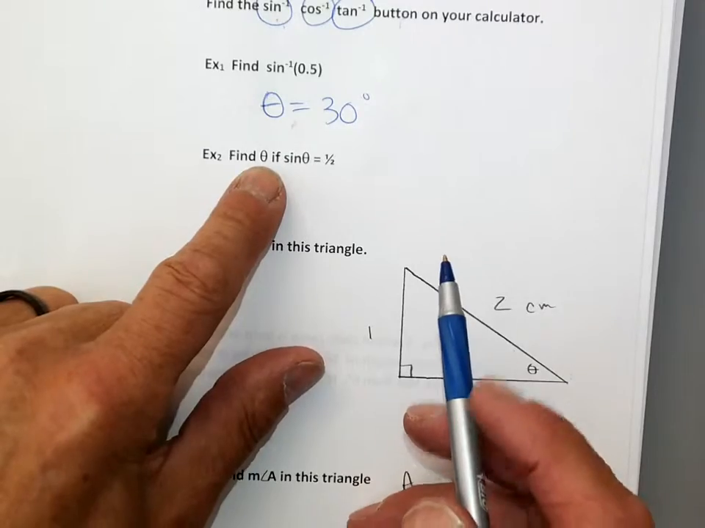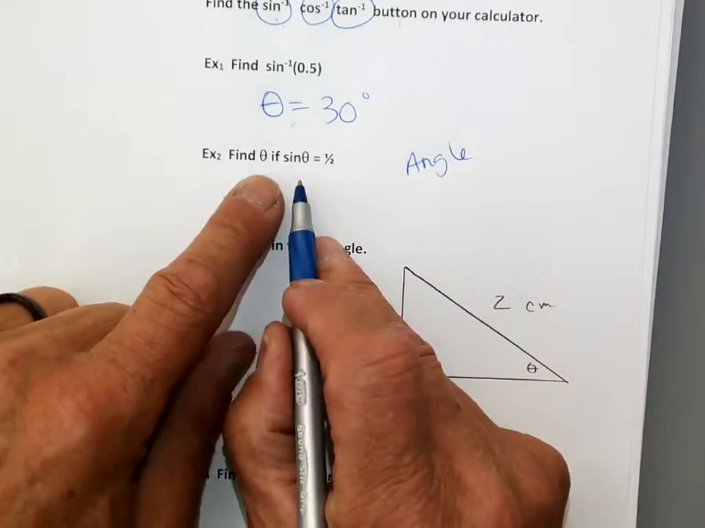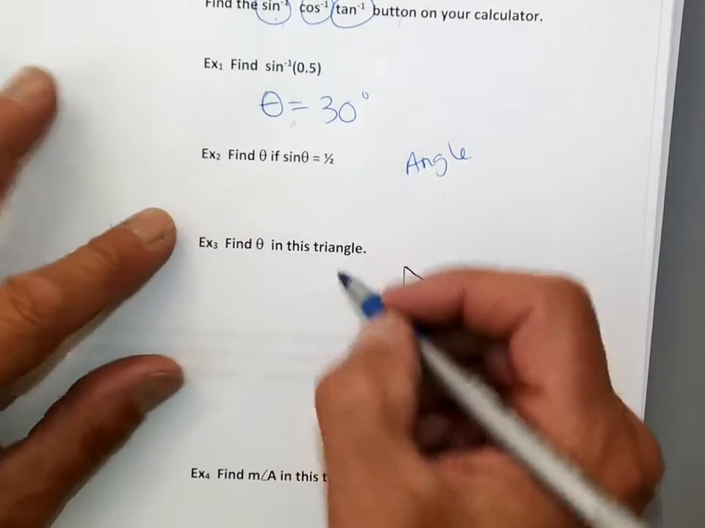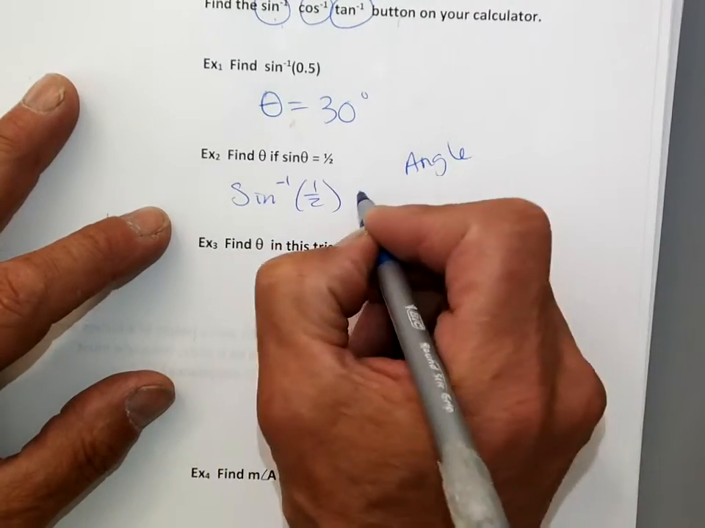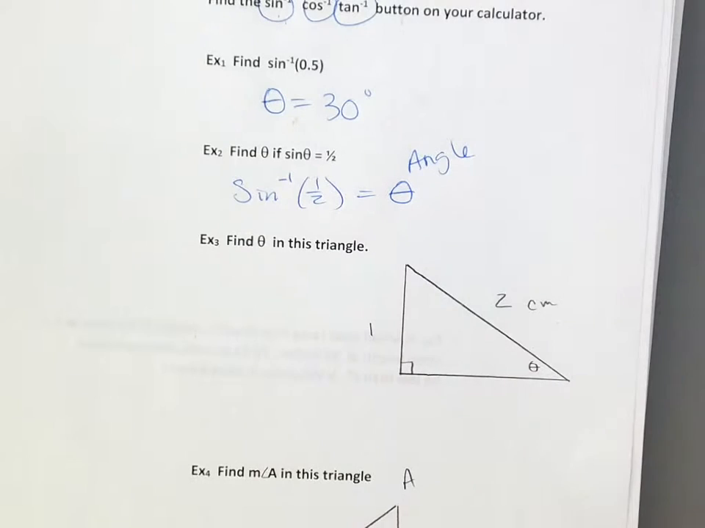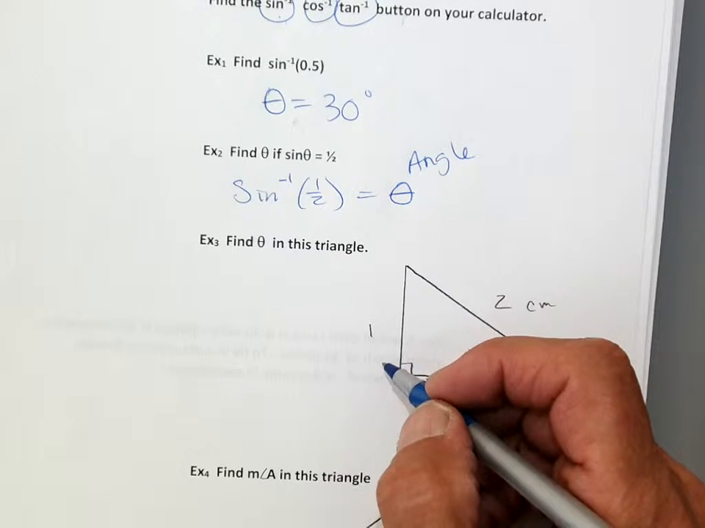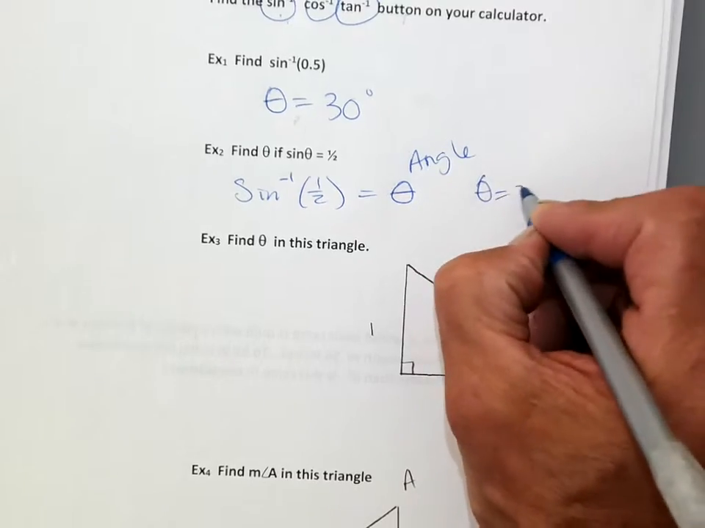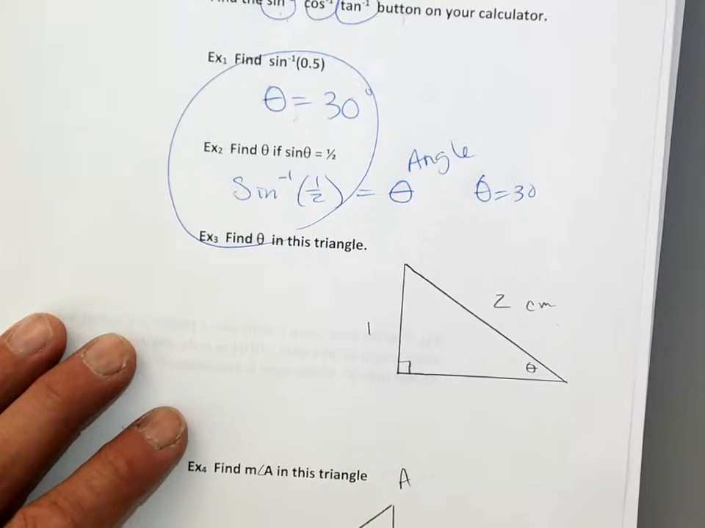Now, example 2. Find theta, or find the angle. If I want to find the angle, what button do I push? Inverse. So I'm going to go sine inverse of 1/2 equals my angle. Go ahead and try that. What do you get? I'm hoping 30, because these two are the exact same question.